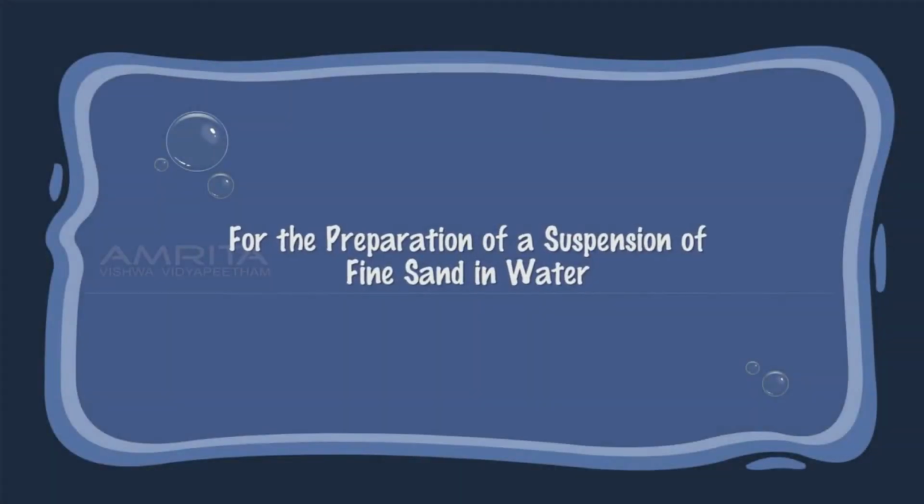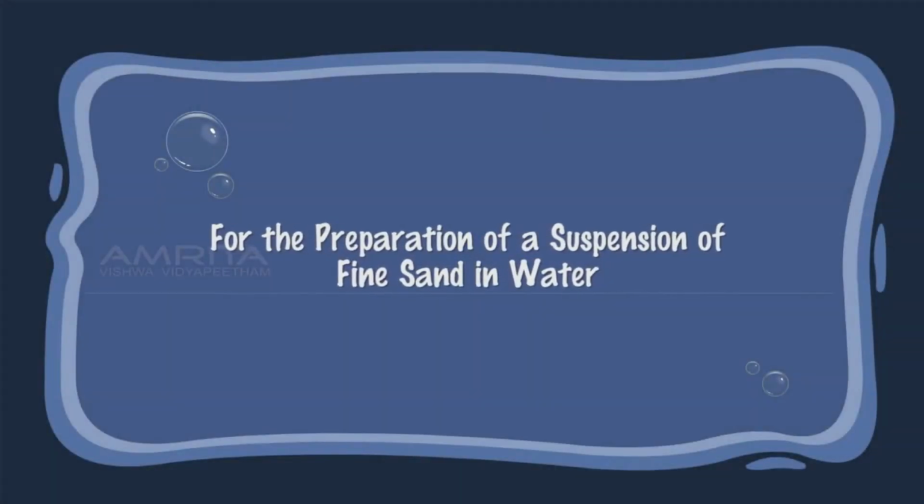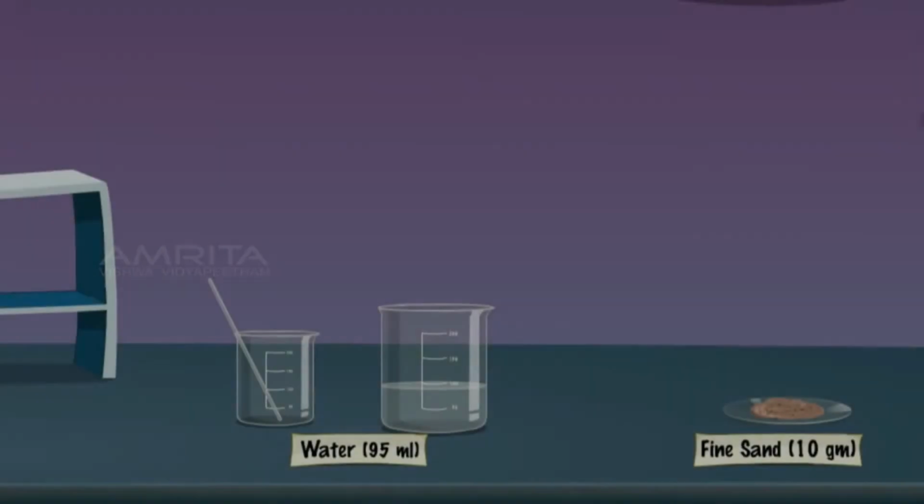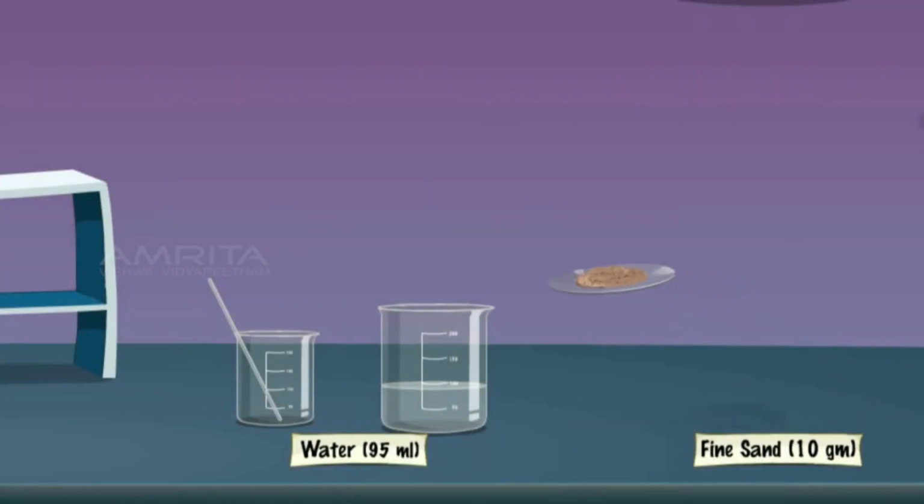For the preparation of a suspension of fine sand in water, add 10 grams of fine sand in a 250 ml beaker containing 95 ml distilled water. Then stir the solution using a glass rod.